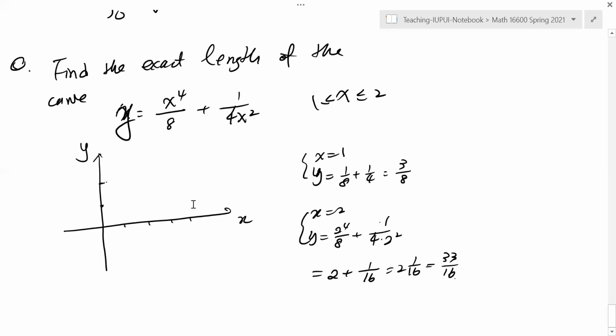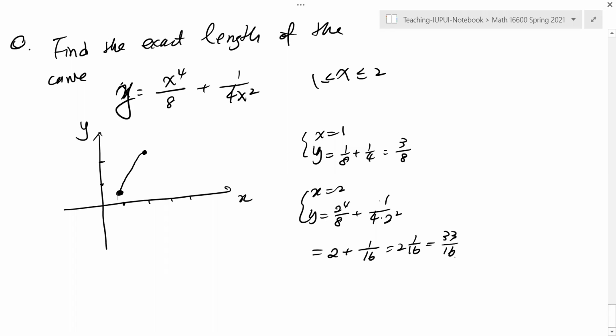Okay. And the first point is somewhere here. Okay, second point is somewhere here. It's close, slightly larger than 2. So the curve is like here. It's not a straight line, but it's going up, right?